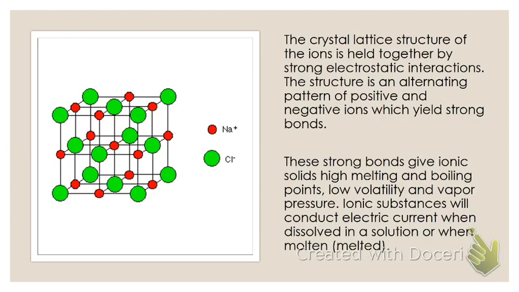These strong bonds are why ionic solids have very high melting points and very high boiling points, and they will only conduct electric current when they're dissolved in water, because then the ions break apart and are swimming around individually, or when they're molten. What happens when I melt it? What can the ions do? They can move around because it's melted now. It's a liquid, so yes, they can move around.